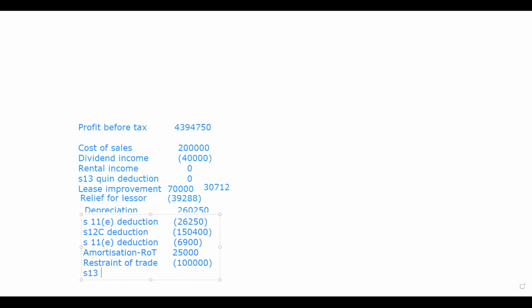So that's your section 13. It's just section 13. And then we say 3.1 million multiplied by 5%. That gives us 155,000. Okay. So that's the allowance firstly for the building. Now let's go to the improvement.